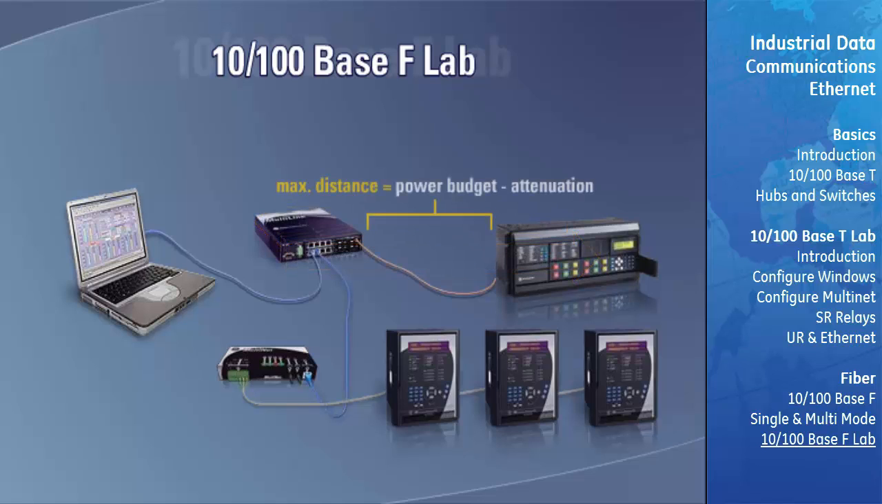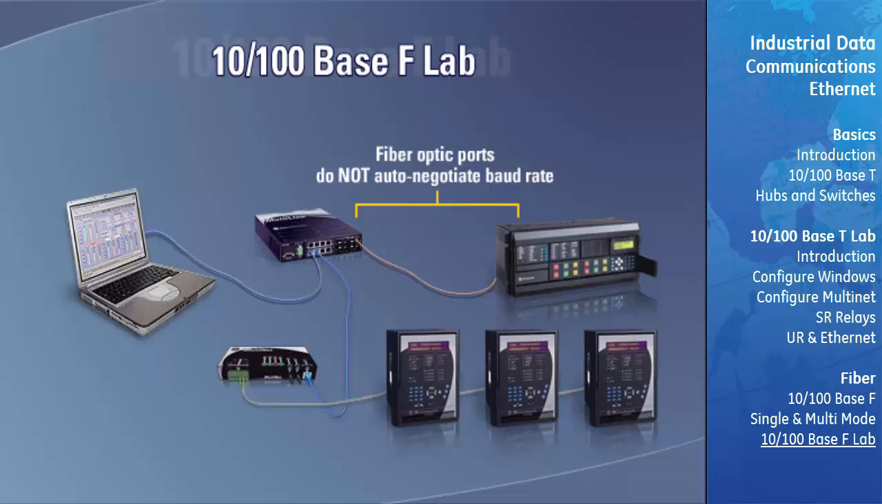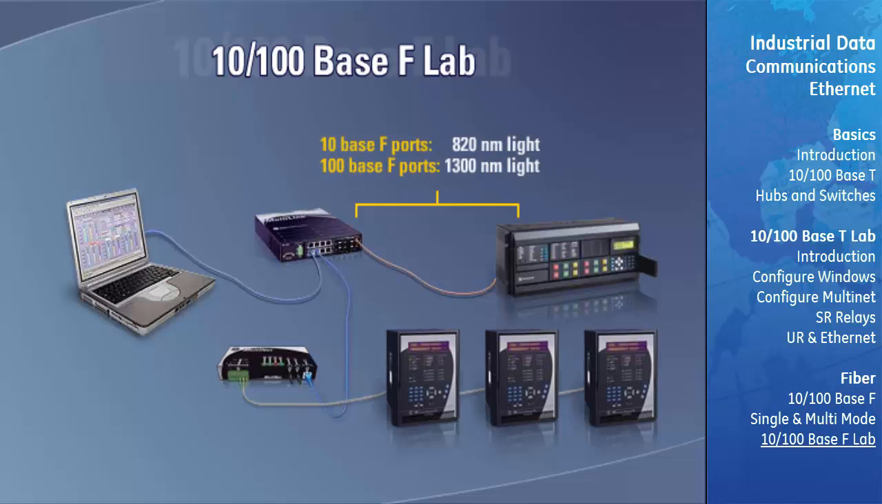Remember that the maximum distance of the fiber optic cable is defined by the power budget minus the attenuation. Therefore, it is important to note that the universal relay has a 10 dB power budget. Unlike 10/100 base T, the fiber optic ports do not auto-negotiate the baud rate. This is because the 10 base F ports use 820 nanometer light, while 100 base F ports use 1300 nanometer light. Due to the difference in the light frequency, 10 megabit ports cannot communicate with 100 megabit ports.